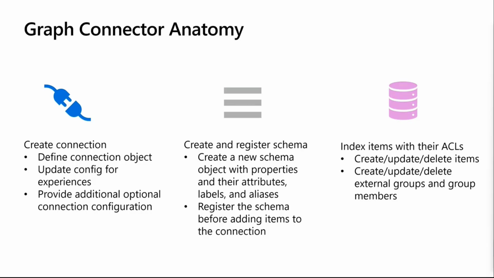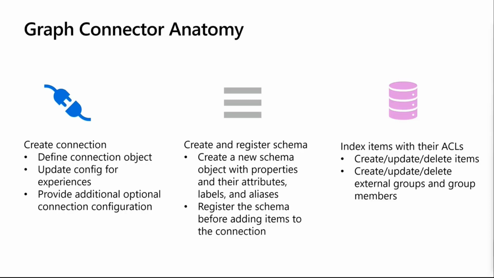Secondly, you need to create and register your schema. And what this entails is you're creating a new schema object, properties and their attributes, labels and aliases. So you're basically telling us, for a given item, what are all the different properties that are important to that item, and how should all of those properties behave in search, and what does each property semantically mean? And all of that information is used in powering these experiences. And then you have to register the schema before adding items to the connection as well.